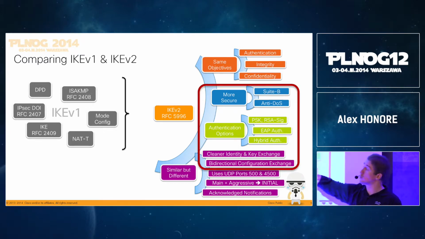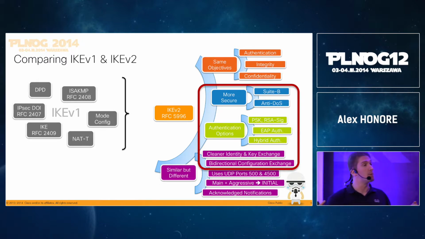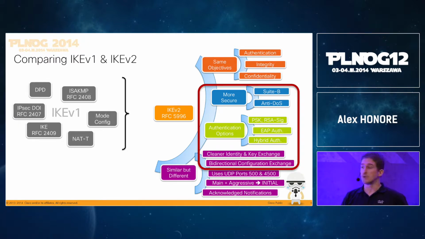It's more secure, it's got more options for authentication, and it's cleaner, has a bidirectional config exchange, so you can send attributes both ways, from the client to the server as well as from the server to the client. This is going to be very handy. We'll see when we do, for instance, routing without a dynamic routing protocol.